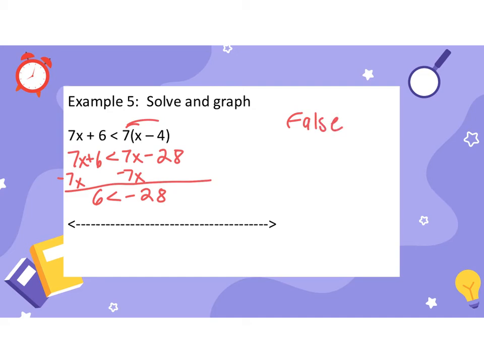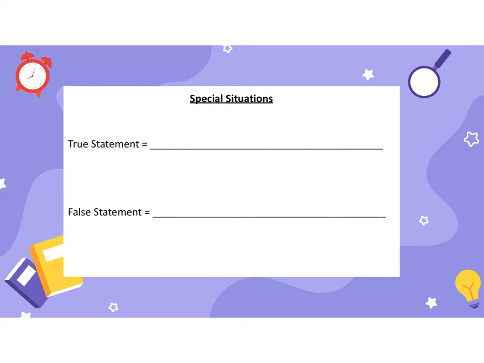Any guesses for what this one's going to be? Yep, no solution. You can write it out or just put that little symbol, the O with the slash through it. And then we've got our special situations, which we just discovered. A true statement is going to be all real numbers. A false statement is going to be no solution. And make sure you know on these special situations, the variables disappear, okay? Variables disappear, they are gone.